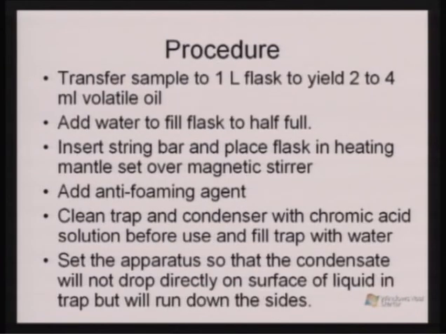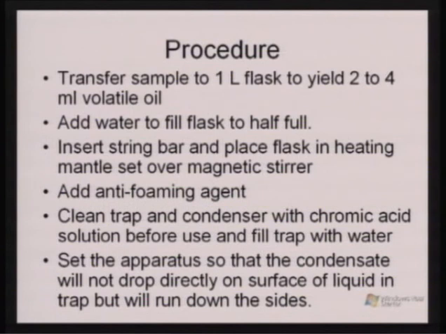The procedure of this methodology is to transfer the sample to a 1 liter flask to yield 2 to 4 ml volatile oil. It means you should have the basic information about the product, so that you sample accordingly. The resulting sample should give you at least 2 to 4 ml of volatile oil. Then add water to fill the flask to half full. Insert the stir bar and place the flask in a heating mantle set over a magnetic stirrer. Add anti-foaming agent. Clean the trap and condenser with chromic acid solution before use and fill the trap with water.